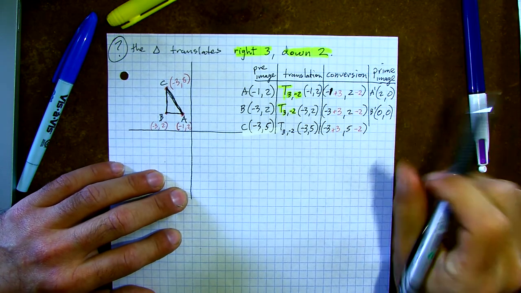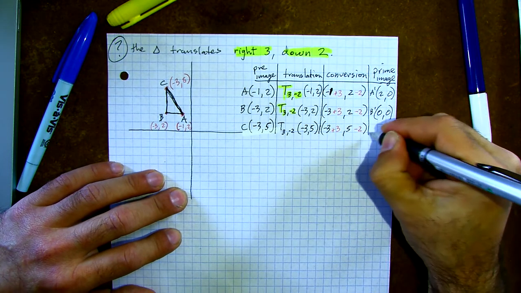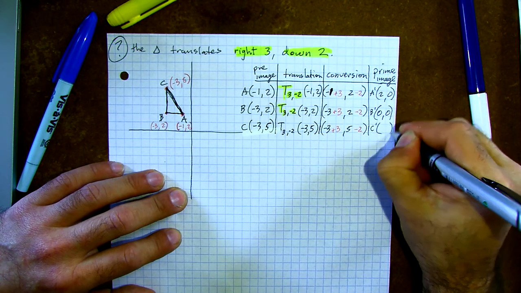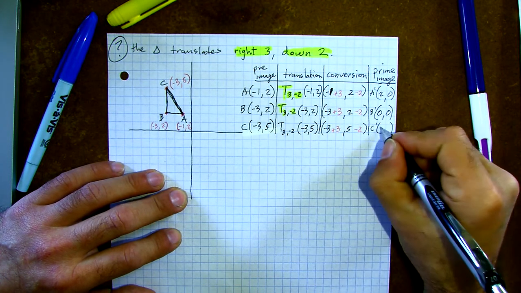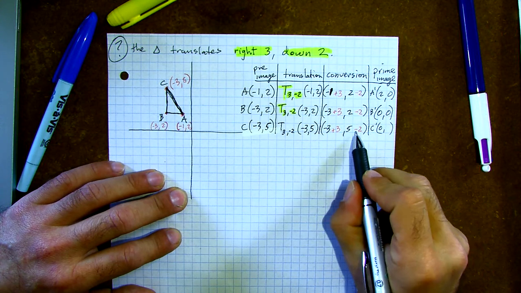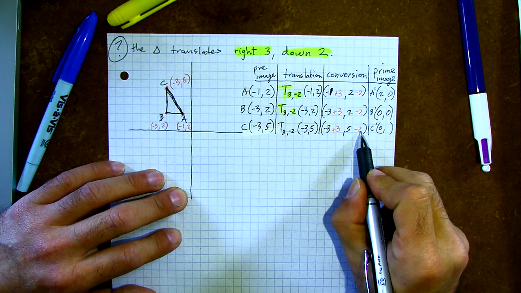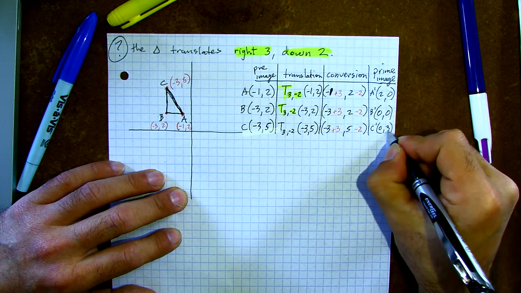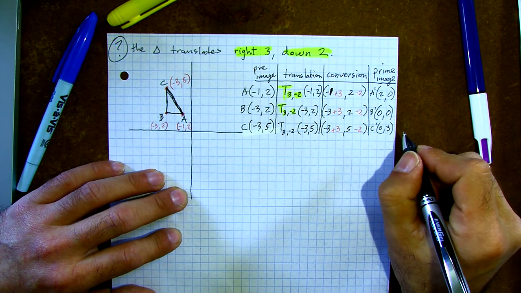Okay, I'm seeing the answer now. Perfect. All right, C prime: negative 3 plus 3 is 0. Everyone got that. 5 minus 2. Oh, that's not that hard of a problem. 5 minus 2. I think that was just a little error there.